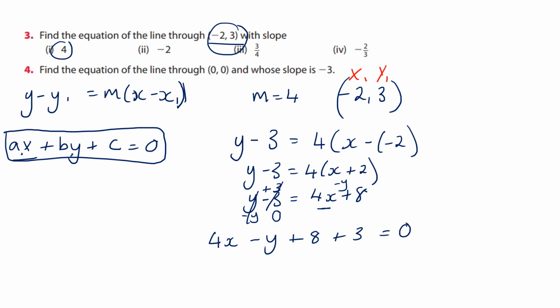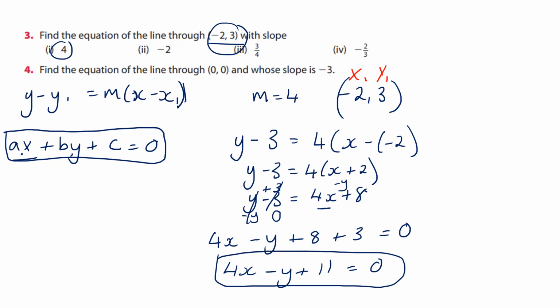And now I have it nearly like this. I have my x's, then I have my y's, and then I have my numbers. I just need to group these two together here. So that's going to give me 4x minus y plus 11 is equal to 0. So the equation of that line with slope 4 and with these two coordinates is 4x minus y plus 11 is equal to 0. So that is how we use that little slope formula.